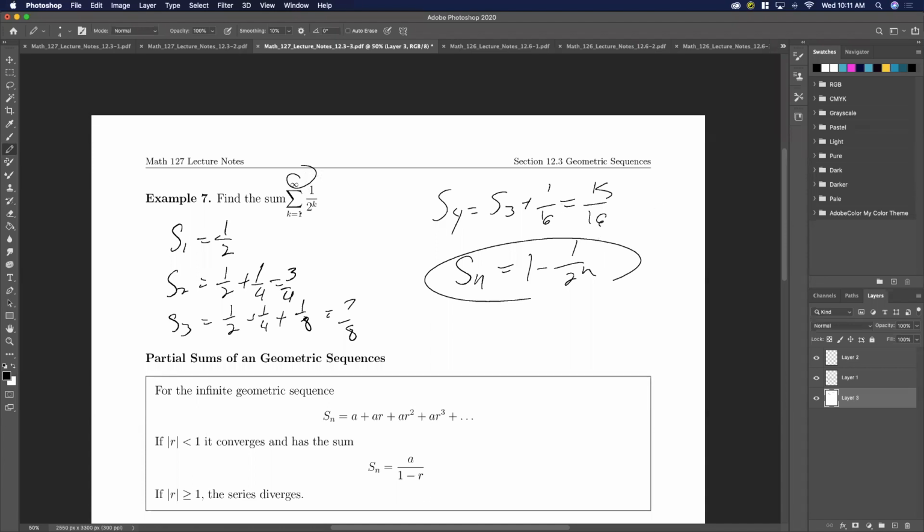So what happens when I take n to infinity, right? This number is going to get smaller and smaller and smaller, right?